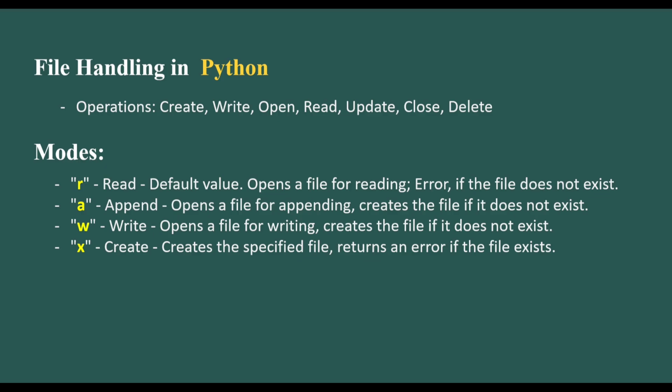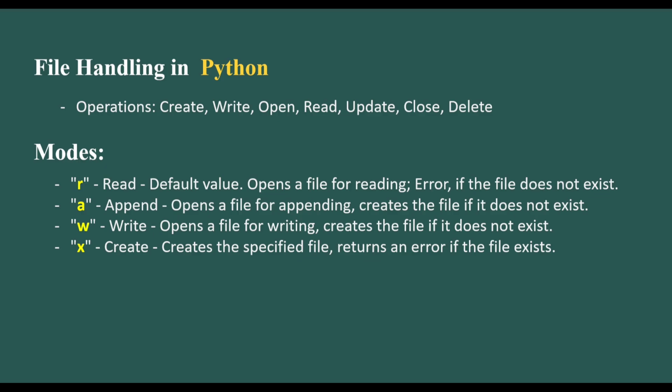Next is W, that is write mode. It opens a file for writing and creates the file if it does not exist. But if a file exists and contains some data and we open it with W mode, then it will truncate all the previous data and overwrite it with the new data. So previous data will get lost here.